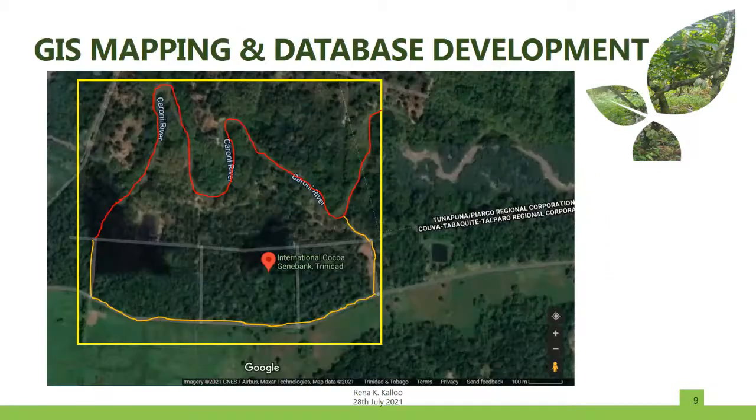So we move on to the GIS mapping and the database development. The GIS, which is the Geographic Information Systems, will facilitate the location of the trees, the accessions, and the plots within the Genebank. And the database is going to allow for the retrieval of tree and accession linked information. So this is just a Google snapshot of the International Cocoa Genebank, so we'll know what we're working with moving forward from here.